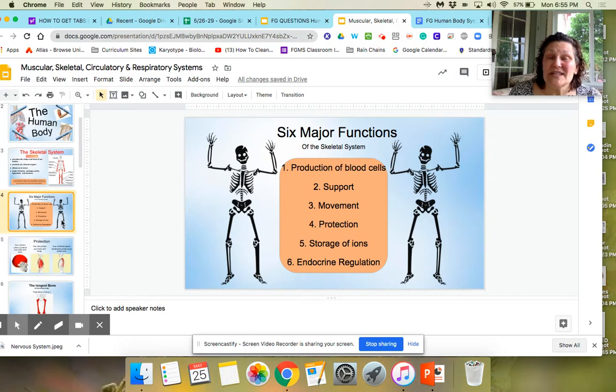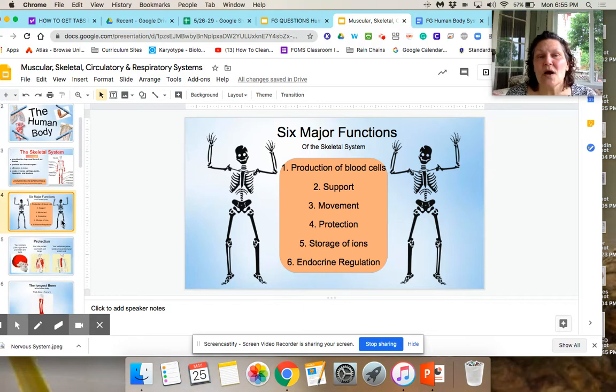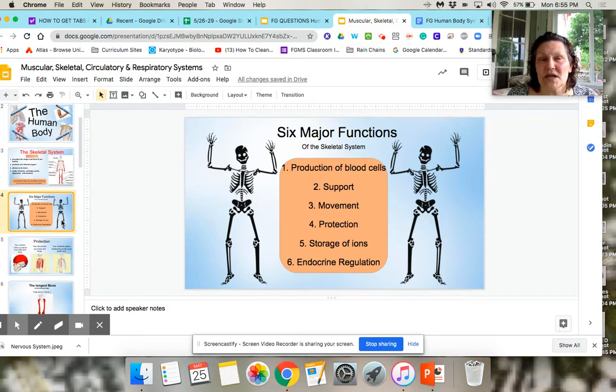So, endocrine regulation is the next one. We're not going to really discuss endocrine regulation at all. The endocrine system, the whole system, has to do with hormones, and so it's a very important part. But in the seventh grade, it's not something we really have to deal with at this point.